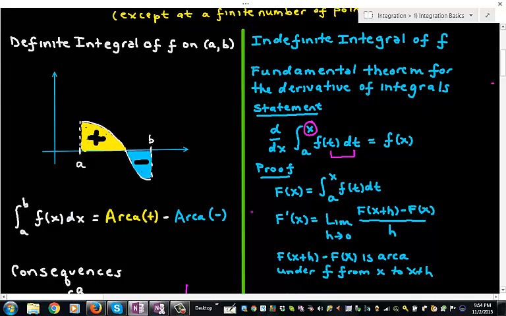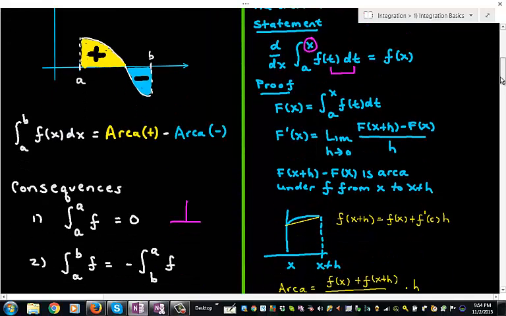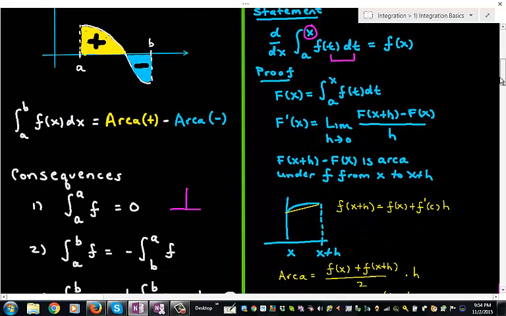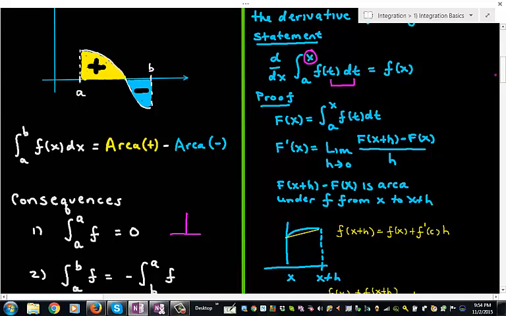And I want to prove to you why this is so. We can actually use a lot of the things that we've learned up to this point to prove this. So we're going to start off by defining capital F of x to be the integral of f of t dt from a to x. And now we're going to look at the derivative. And this is just using our definition of derivative that we had before.